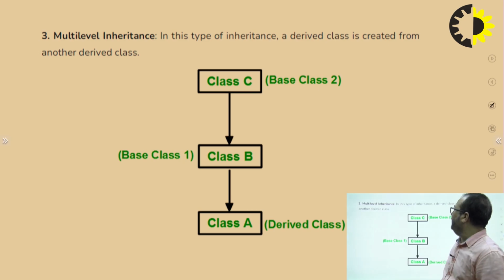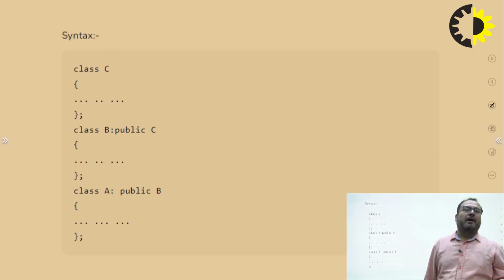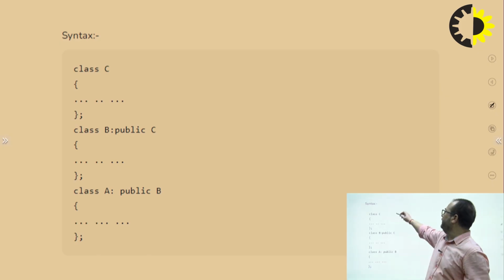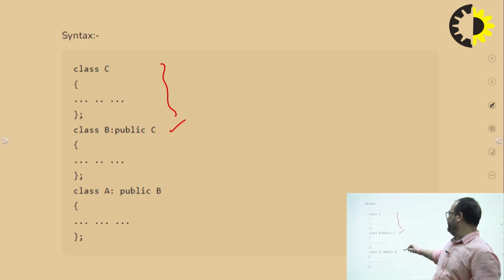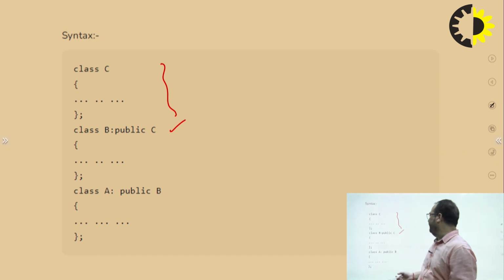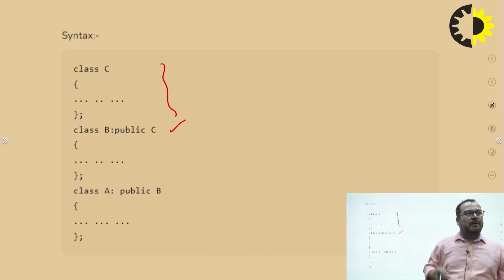Similarly, next one is multi-level inheritance. Here we can see by the diagram, class A is going to inherit the features of class B, which itself is going to inherit the features of class C. Ultimately, class A inherits C. So this comes under multi-level inheritance, more than one level. Simple. B is going to inherit C. Similarly, A is going to inherit B. So ultimately, A can inherit all the properties of C.